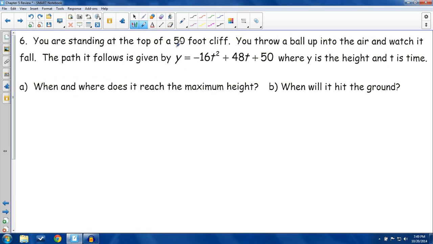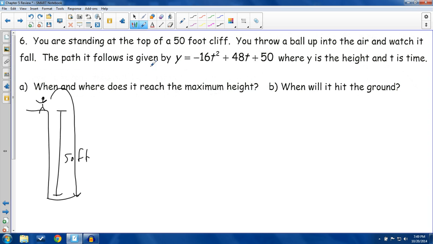You are standing at the top of a 50-foot cliff. If I were to draw this, here's your cliff. Here's you. This guy's 50 feet. You throw a ball up in the air and watch it fall. The path that follows is given by this, where y is height and t is time.